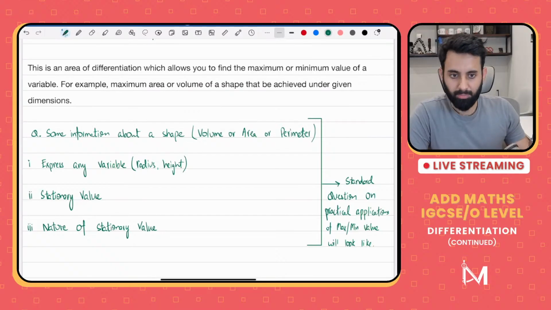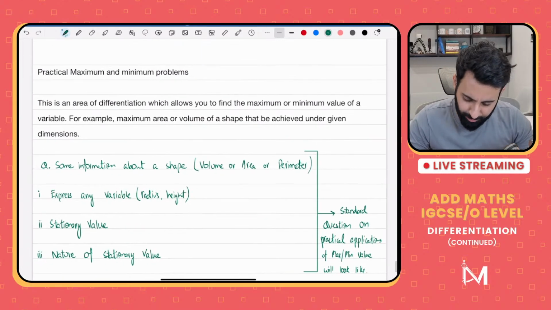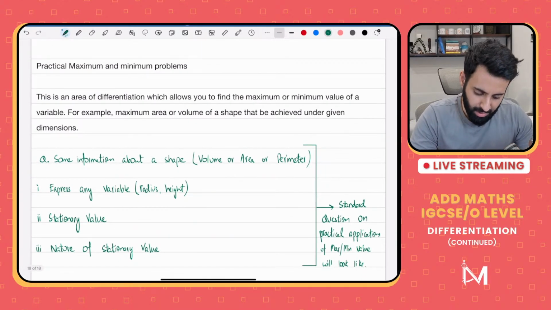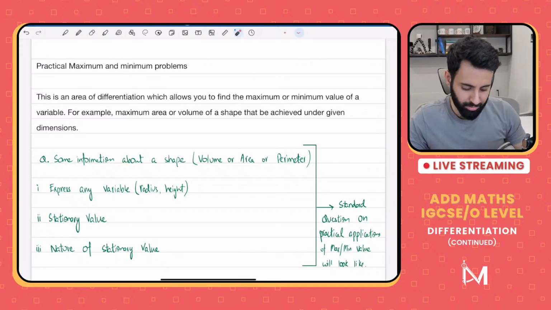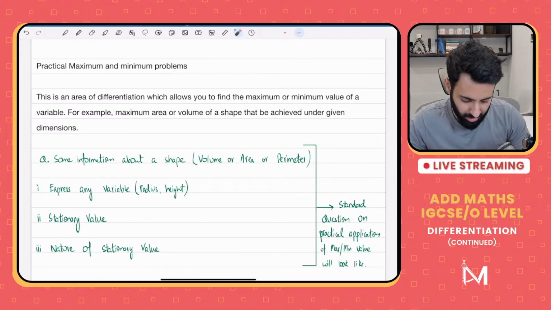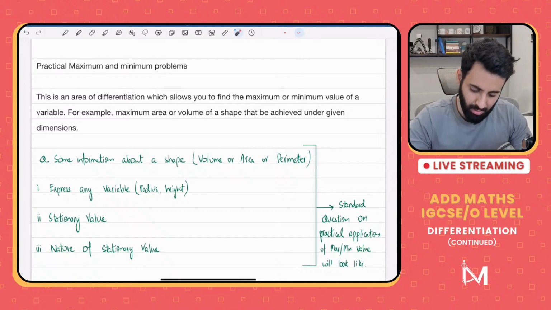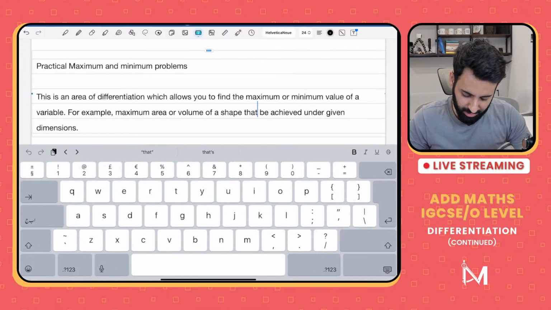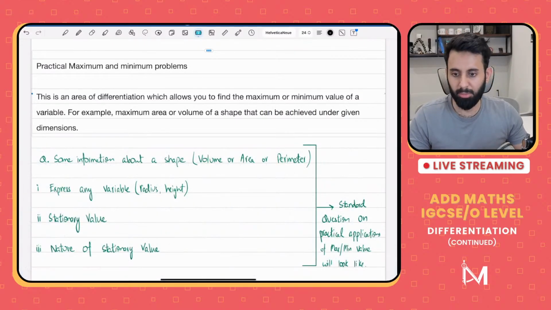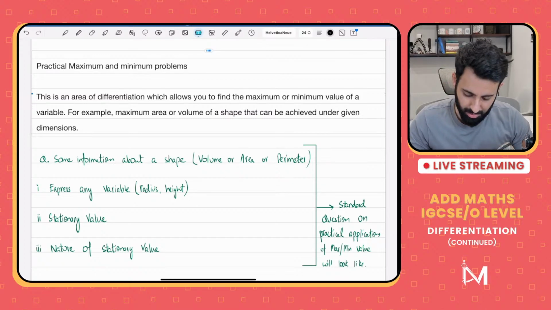Okay, so I've written over here, this is an area of differentiation which allows you to find the maximum or minimum value of a variable, for example, maximum area or volume of a shape that can be achieved under given dimensions. Let's say you are restricted and the restriction is that you may have a certain perimeter or a certain length of wire. Now you're trying to find out what's the maximum area that you can achieve with the length of that wire, or maybe the minimum area.